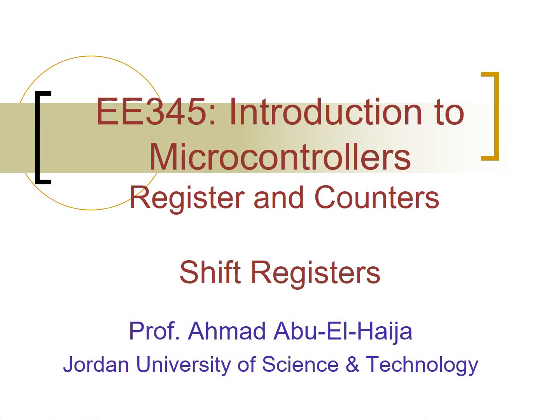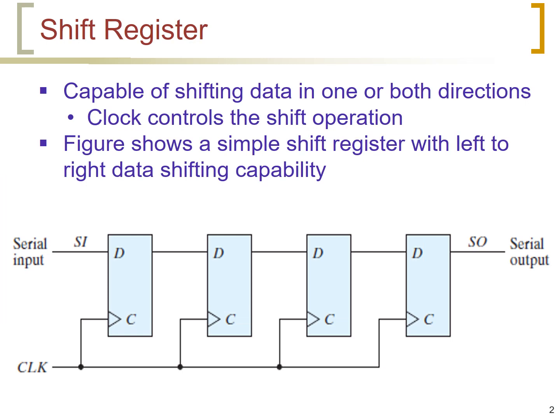In this video, we continue our presentation by discussing the shift registers. A shift register, by definition, is a register that can shift data either in one direction or in both directions. And the shift operation is controlled by a clock. Therefore, every clock pulse, the register shifts by 1 bit.